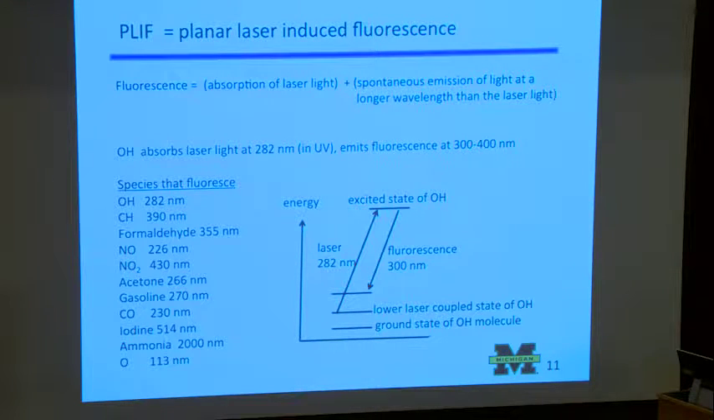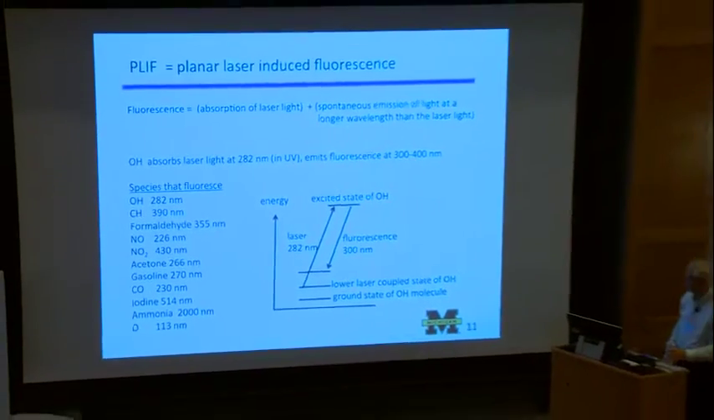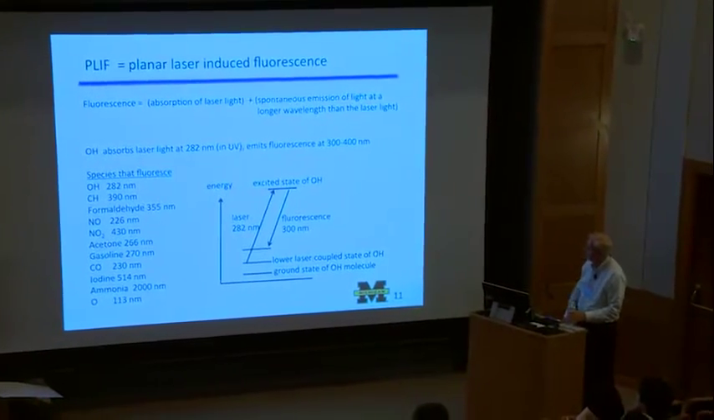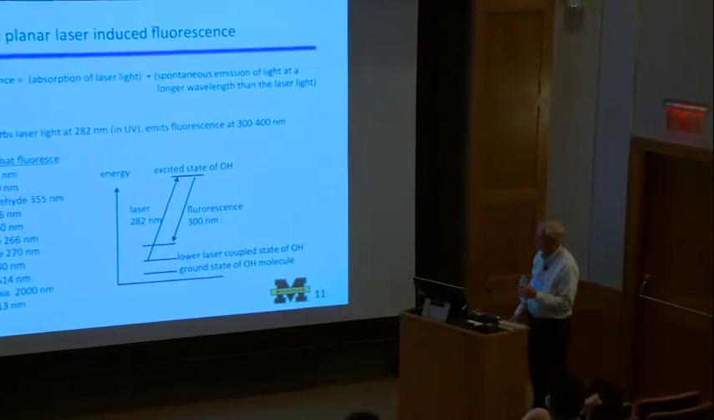But this upper state has to be allowed by quantum mechanics. So the states that I've drawn here, you can't choose. Those are set by quantum mechanics. So you have to pick a laser that has h nu, where nu is the frequency of the light, would be the energy per photon, and that energy per photon has to be exactly the right amount to take you from the lower state to the upper state. So with OH, that turns out to be 282 nanometers, which is in the ultraviolet.